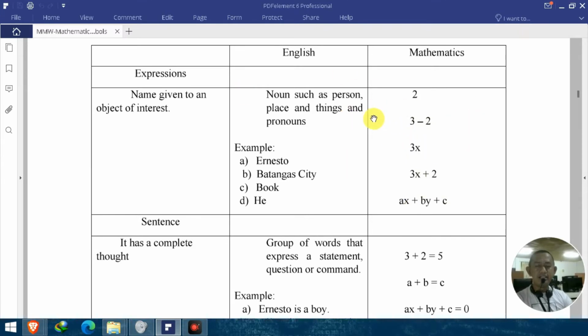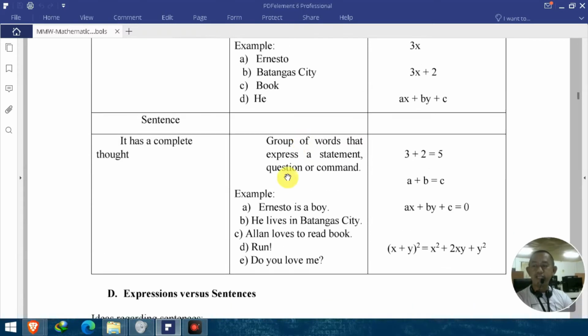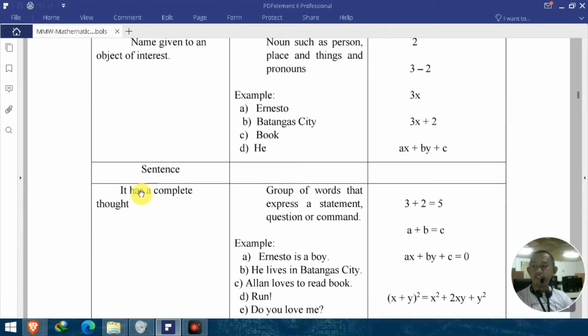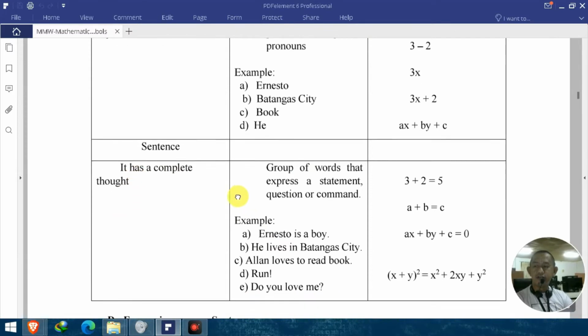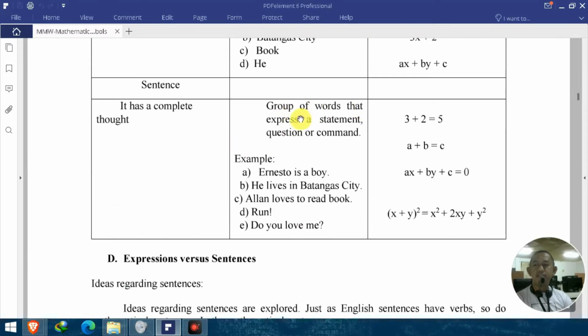So, wala pa siya. Kung sa computer pa, those are just data. Di pa siya processed data. So, once you make it into a sentence, kung sa English yan, it has a complete thought. So, sa English, a sentence is a group of words that expresses a statement, question, or command.